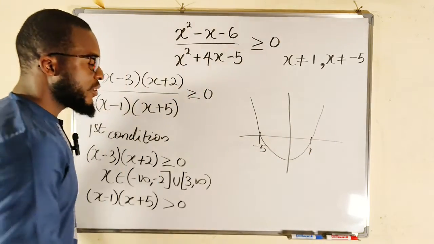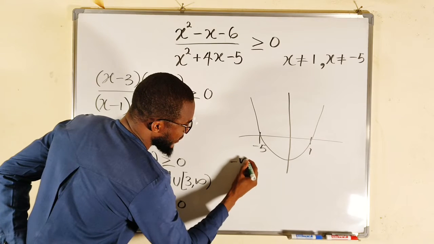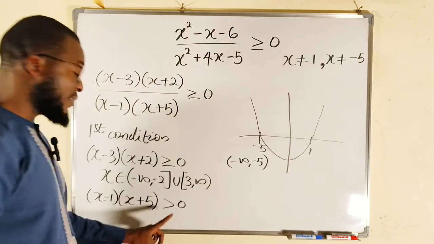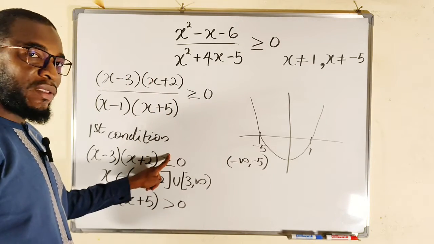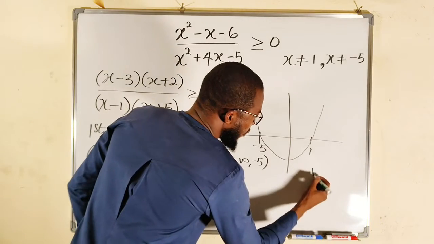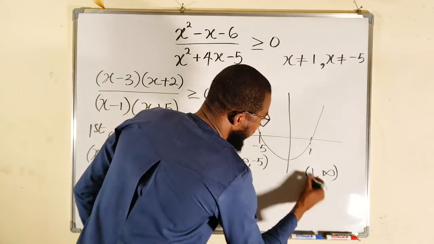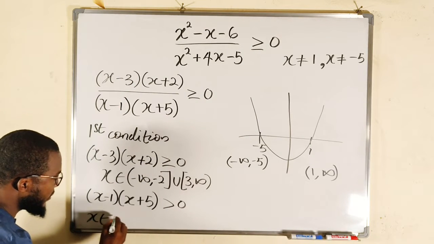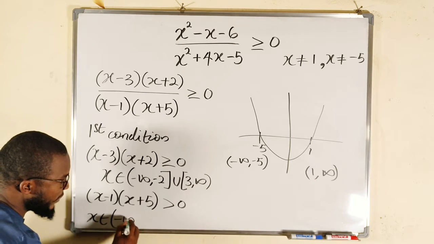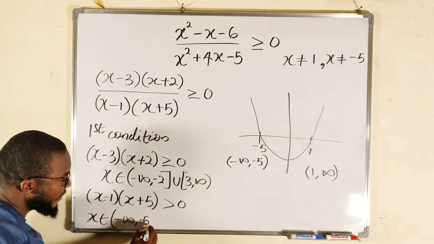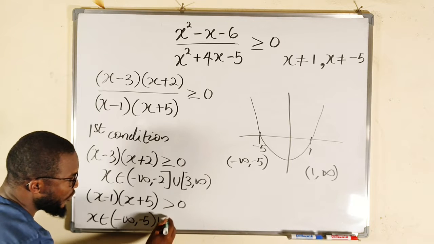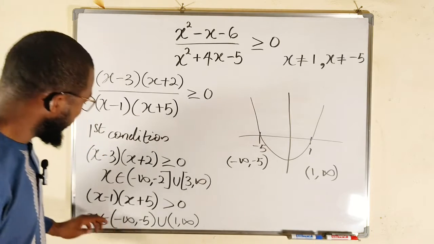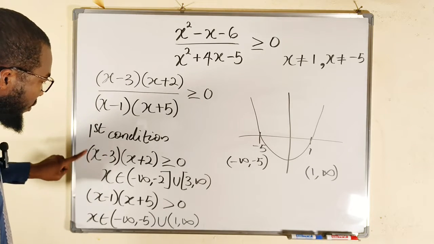Something like this. So the solution would be from -infinity down to -5, but excluding -5 because this is just greater than type, while this one is greater or equal to. Then we have from 1 down to +infinity. So if you unite the two, you have your solution. So x belongs to the set of values from -infinity way down to -5, excluding -5, union from 1 down to +infinity. So you see, this is the solution to this, while this is the solution to this one.